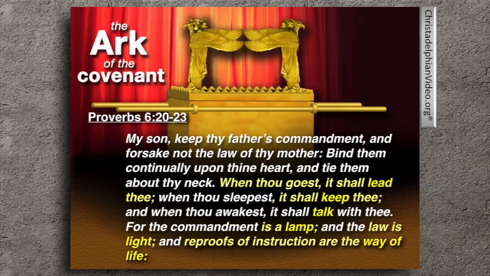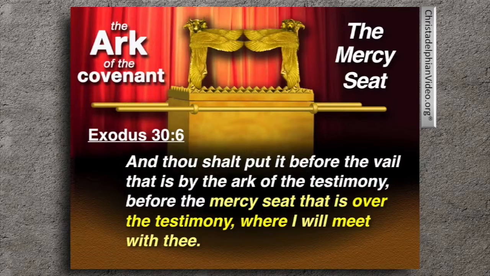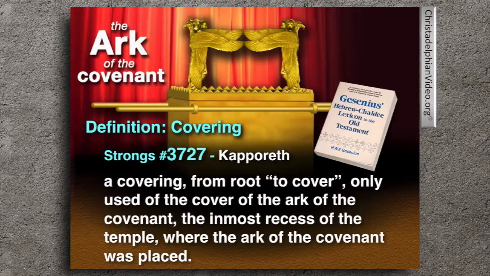And so we read in Exodus chapter 30, verse 6, thou shalt put it before the veil that is by the ark of the testimony, before the mercy seat which is over the testimony. There will I meet with thee. Where did God meet with Cain and Abel? They came before his faces. You can begin to see how this thread ties together, don't you, brothers and sisters? Just like Eden, here was God at the center of Israel, and the cherubim were there guarding over it. That was the function of the ark.